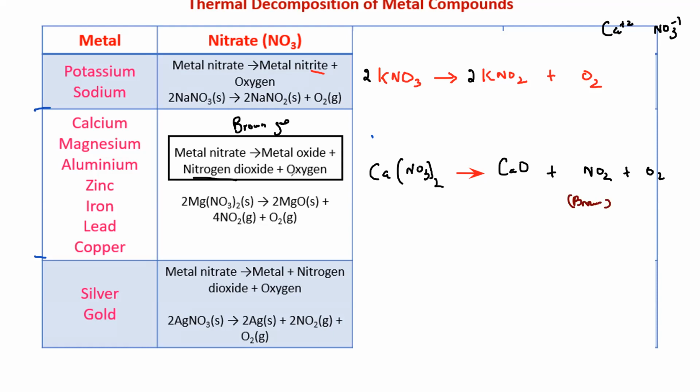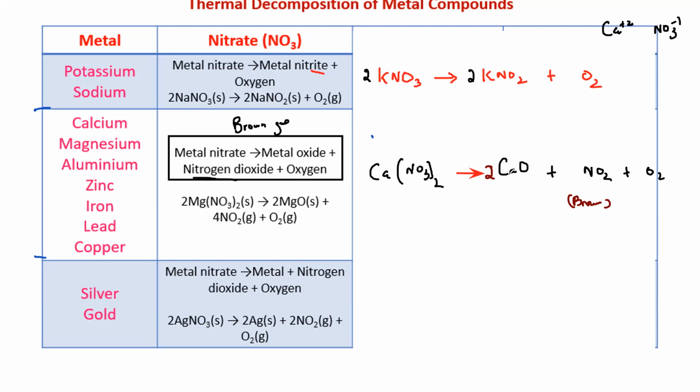Now, how do we balance the equation? Whenever you try to balance the equation, always start with oxygen. So 3 multiplied by 2, 6 oxygen on the left, and on the right you have 2 plus 2, 4, and 5. So if I put 2 here, the oxygen will be balanced. So now oxygen is balanced.